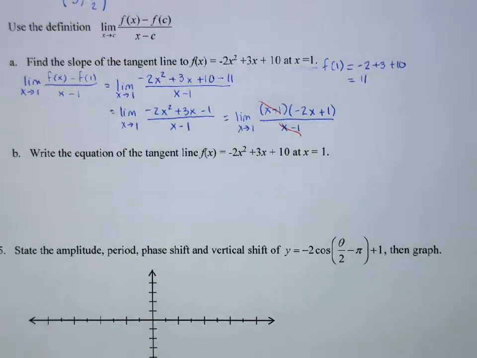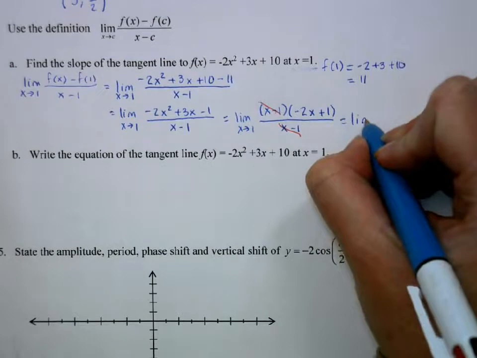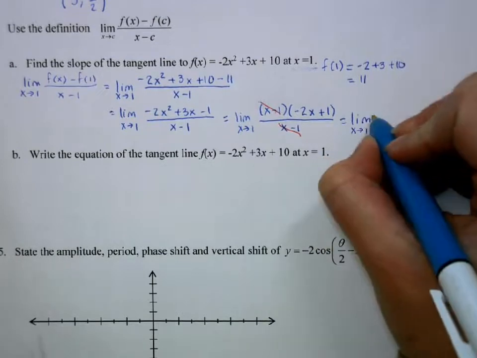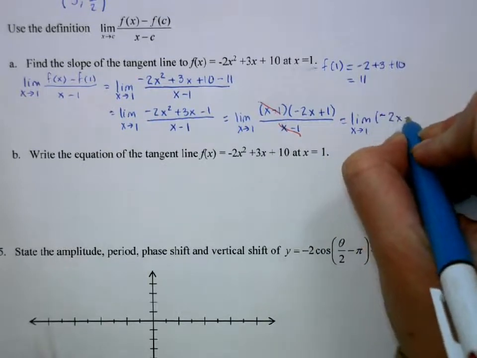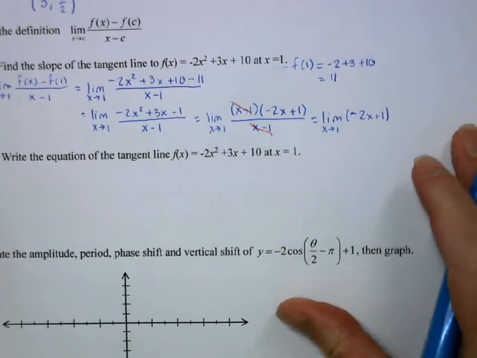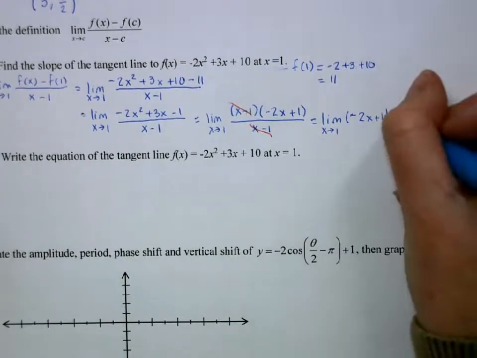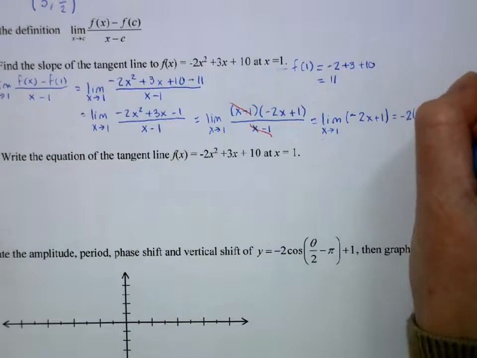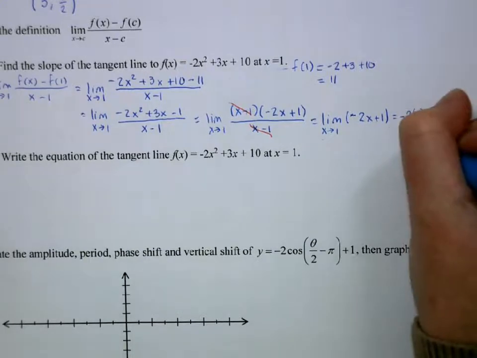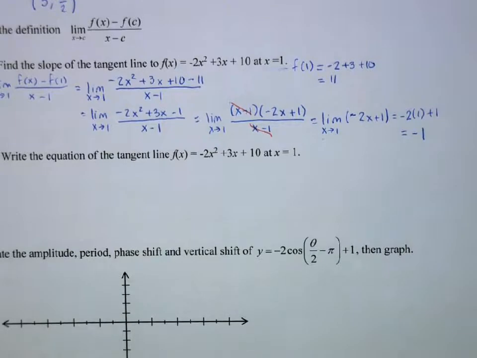So we now have the limit as x goes to 1 of negative 2x plus 1, and then we plug 1 into that. That's how we evaluate a limit at a value, is just plugging it in. So negative 2 plus 1 is negative 1. So that is our slope of the tangent line at that spot.